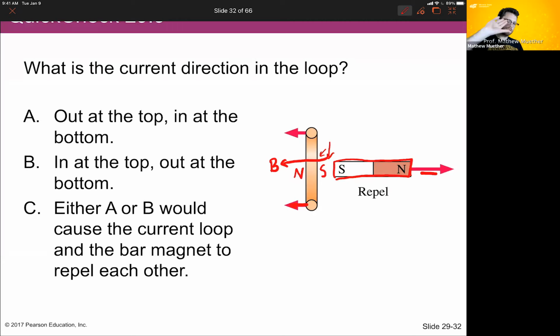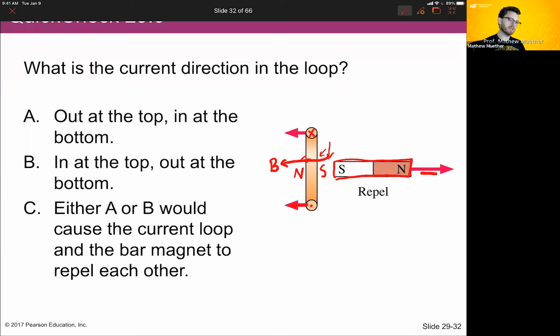Well, let's see, if current flowed in the top side of that loop, flowed in at the top, then I would use my fingers to circulate around in the direction of the magnetic field, and I would find that this is the correct direction. So I can see that the current has to be flowing in at the top. To get that magnetic field, I would have to have that current flowing out at the bottom.